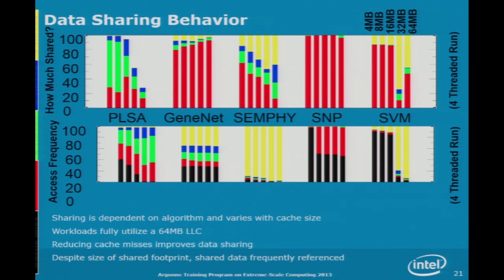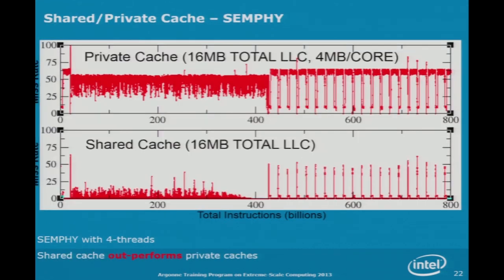It turns out that the shared data is accessed a lot more than non-shared data, so whether you're hitting on somebody else's data is only a small portion of the total problem. Here's a similar issue: on the top picture you have 4 megabyte caches per core, and you look at how well your cache misses go. On the bottom one, it's the same program running, called SEMFI. It's a bioinformatics benchmark. On the bottom, if you have a single shared cache, you see the cache miss rate drops dramatically.